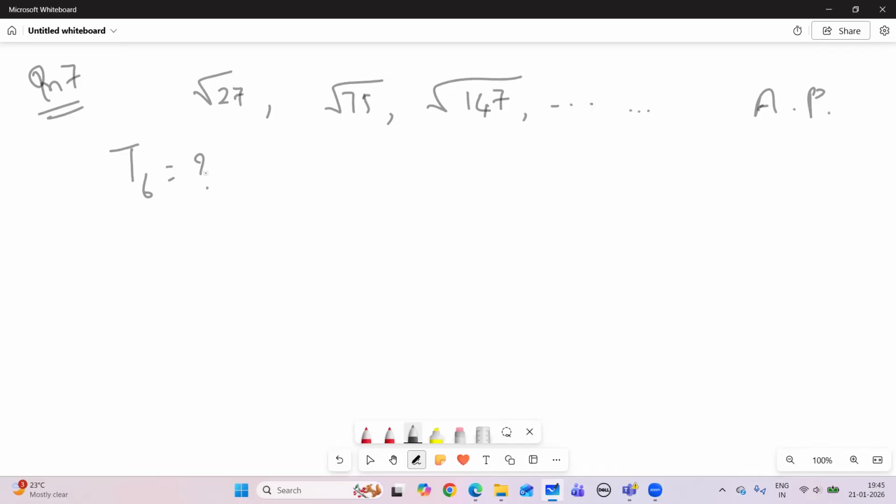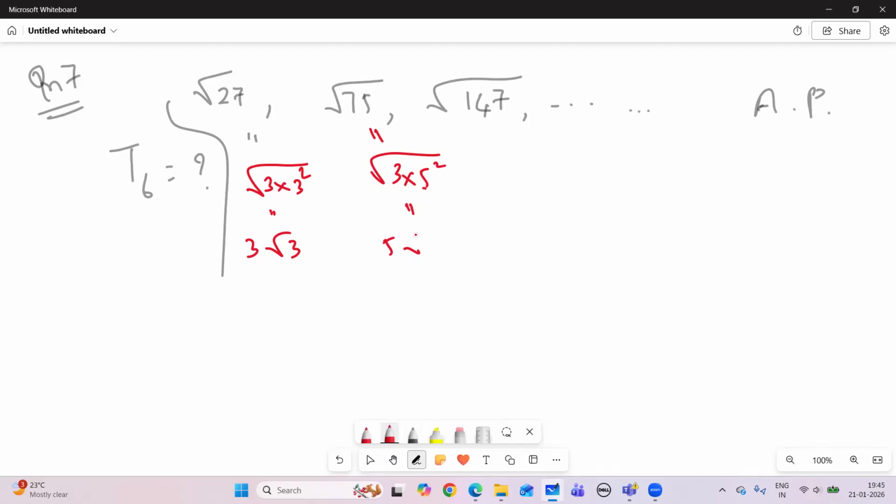Root 27 is equal to root 3 into 3 square. This is equal to 3 root 3. Similarly, root 75 is 3 into 25, 3 into 5 square. So this is equal to 5 root 3.